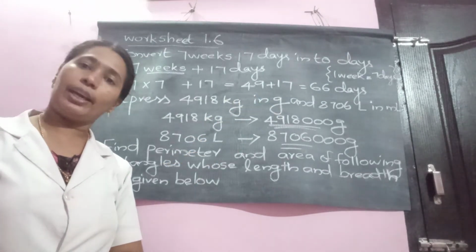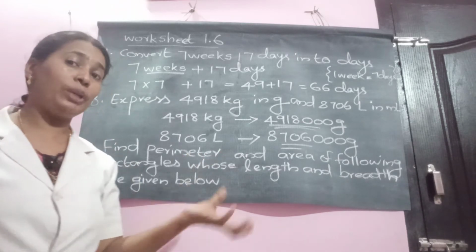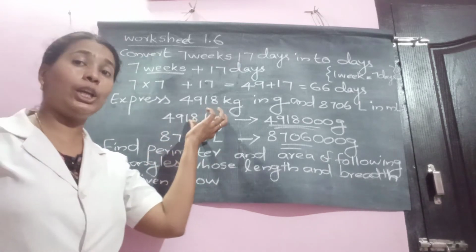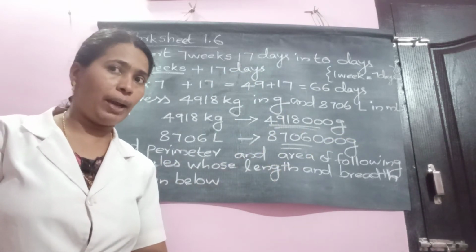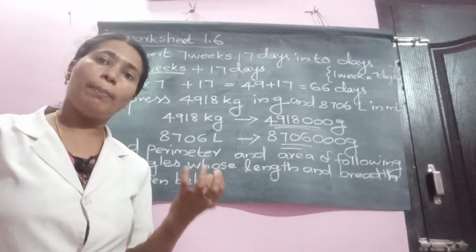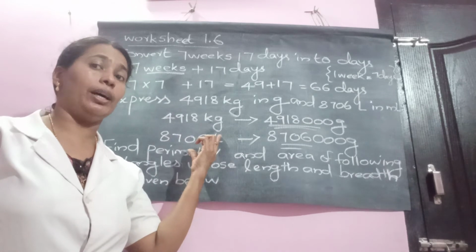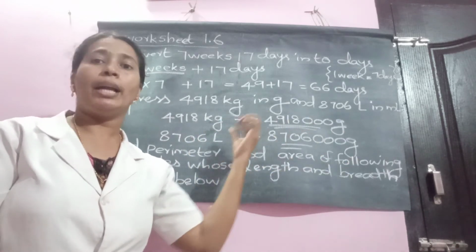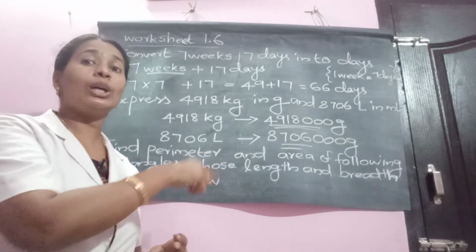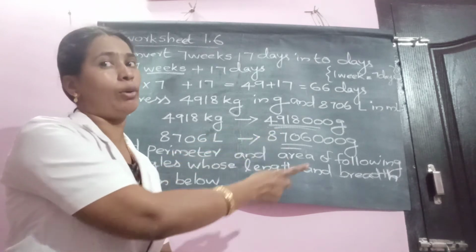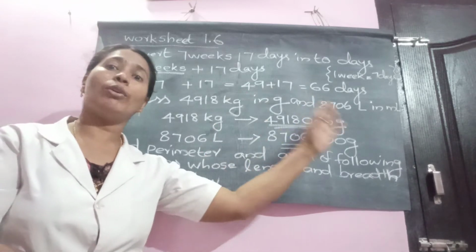Kg is a higher unit, gram is a smaller unit. So what will we do to convert a big unit to a small unit? We need to multiply by 1000. Multiplication by 10, 100, 1000 means adding zeros on the right side of the number.